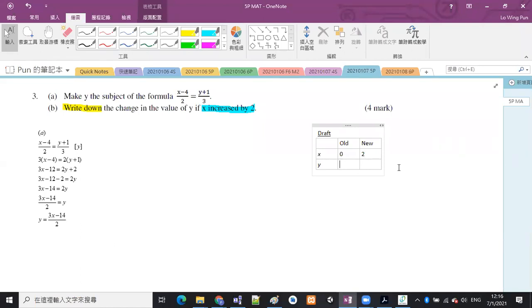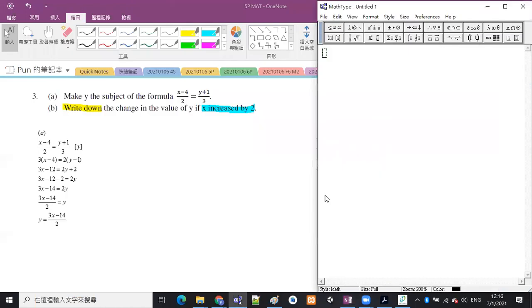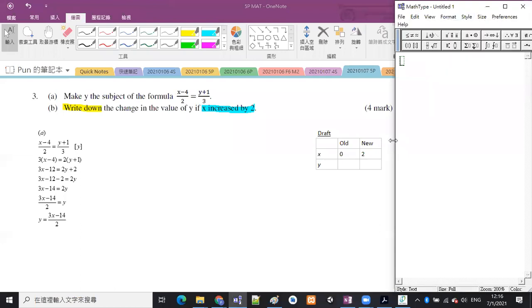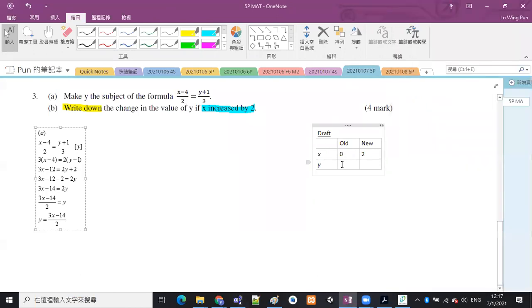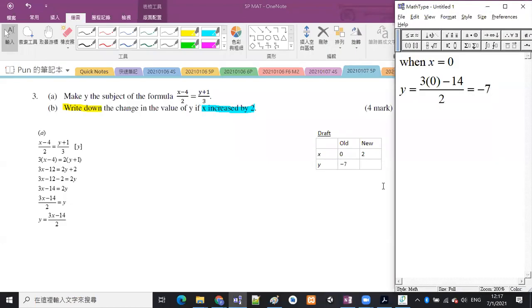The old y is calculated from the old x, using this formula. When x is equal to 0, y is equal to 3 times 0 minus 14 over 2. That should be equal to negative 7. So the old y should be equal to negative 7. Can you get my idea?